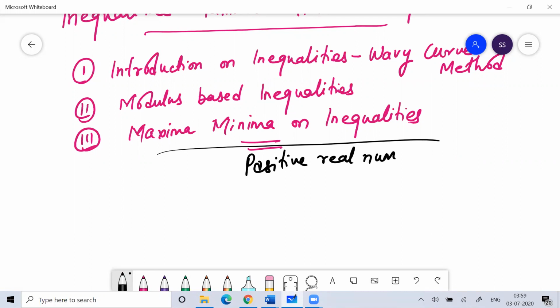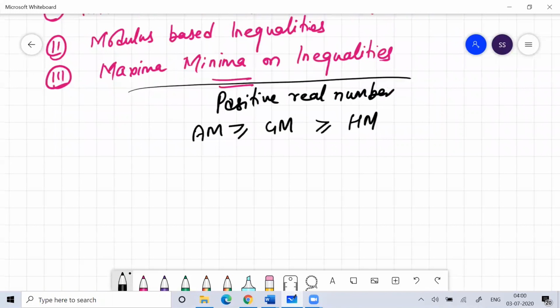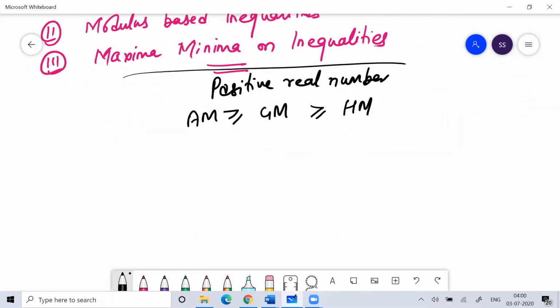In the case of positive real numbers, the basic concept you have worked on in sequences is that the arithmetic mean of a certain set of n positive numbers is greater than or equal to the geometric mean, and that is greater than or equal to the harmonic mean. That concept is used to solve problems on maxima and minima.